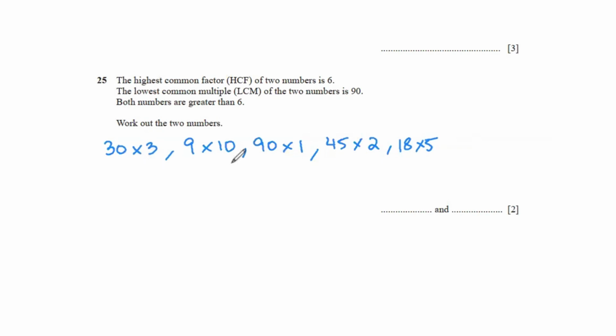So it can be any of these numbers, but these numbers have the highest common factor of 6 as well. So we know that 30 has a factor of 6 and 18 has a factor of 6. All of these other numbers don't have a factor of 6. And since these two numbers are greater than 6 as well, that means our two numbers are 30 and 18. So that's your answer.